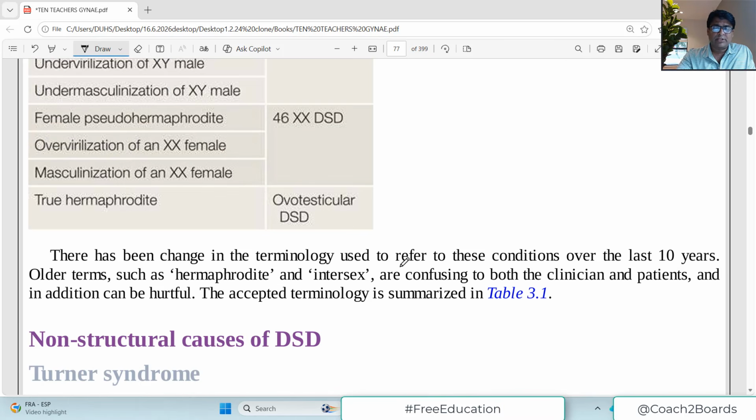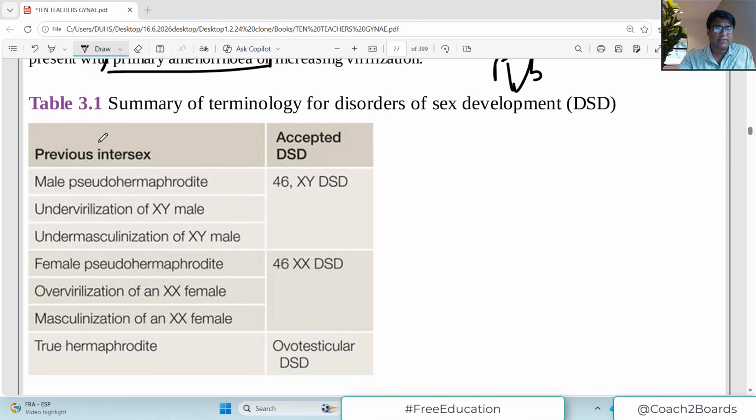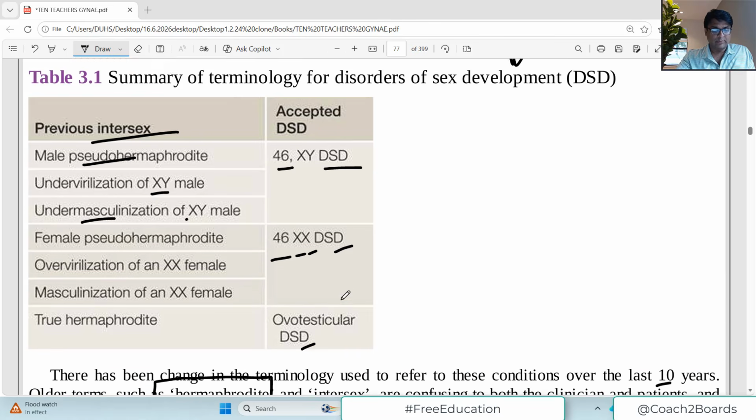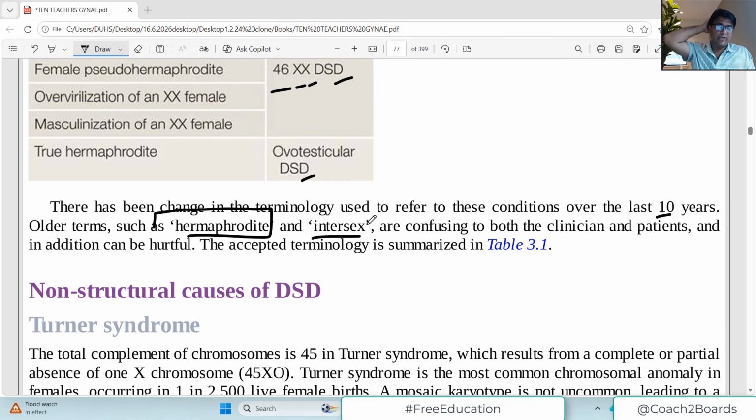There has been change in the terminology used to refer to these conditions over the last 10 years. Old terms such as hermaphrodite, ये पहले use करते थे, intergender, intersex, अब ये terms change होना start हो गई हैं. These are the terms which were previously used. Intersex word use करते थे, male pseudo hermaphrodite, under viralization of XY male, under masculinization of XY male. But now the accepted terminologies are rather chromosomal, which is much more scientific and nomenclature based, right? So 46XY DSD, 46XX DSD, ovotesticular DSD, which means both gonads are present. So these terms have now basically changed, right? And more importantly, exams में और clinics में जो आपने नाम use करने हैं.